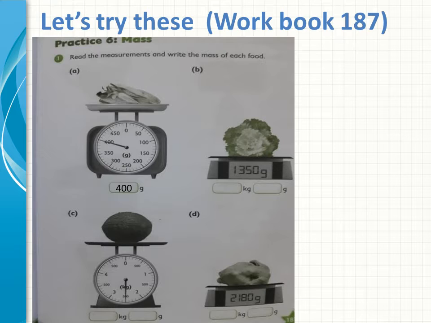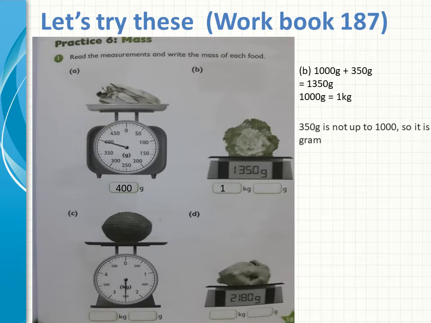What about the second one? Look at, we have 1,350 grams. Now, you know we can divide this into two. We can say 1,000 plus 350 will give us 1,350 grams, correct? Okay, now we can say this. 1,000 grams plus 350 grams equals 1,350 grams. Remember that in our conversion, 1,000 gram is equal to 1 kilogram, right?